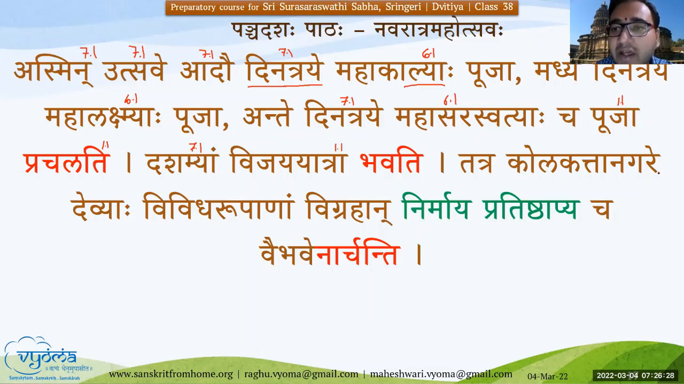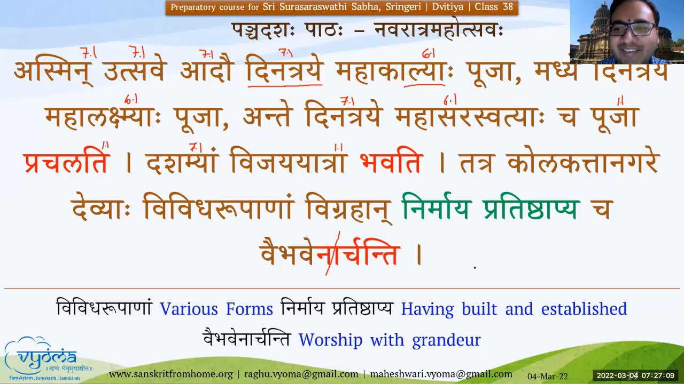Tatra Kolkata nagare kim bhavati? Devyaha vividha rupanam vigrahan nirmaya pratishthapya cha vaibhavena archanti. Vaibhavena archanti. Can you identify any sandhi here? Savarna Dirgha Sandhi. Vaibhavena archanti. What is the meaning of this word? Vaibhavena archanti: celebrate with Vaibhava.